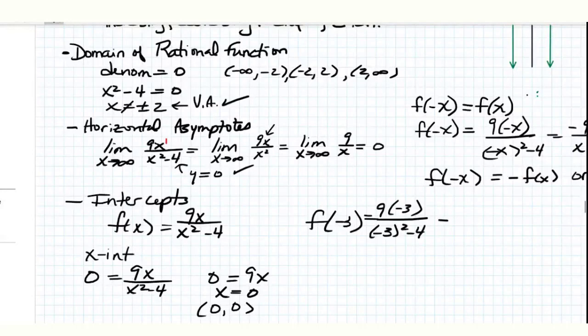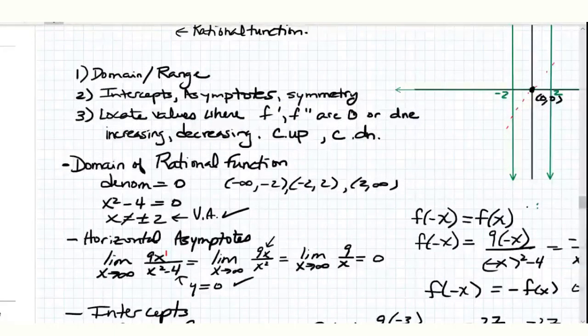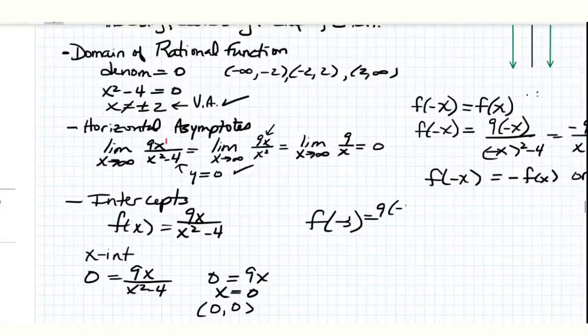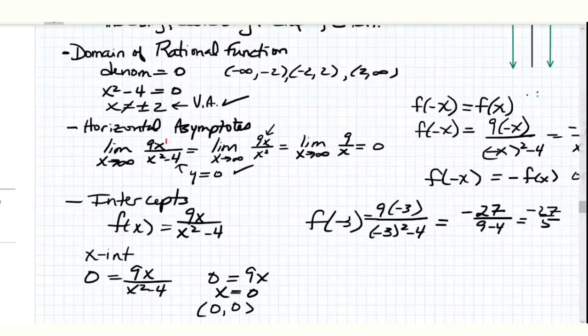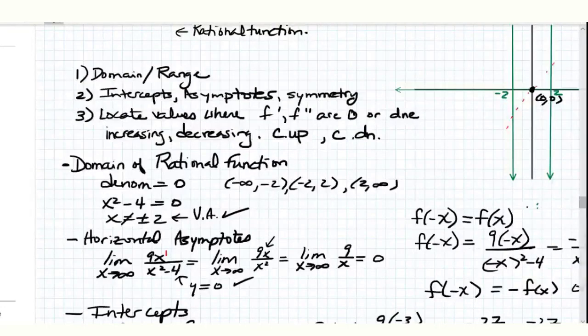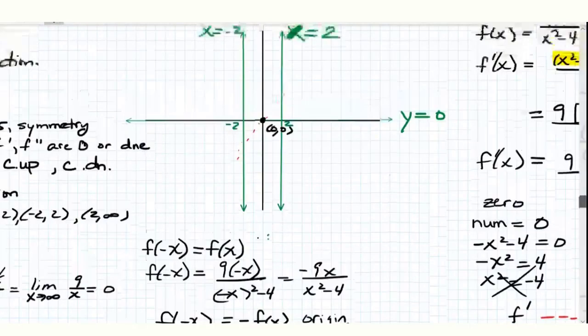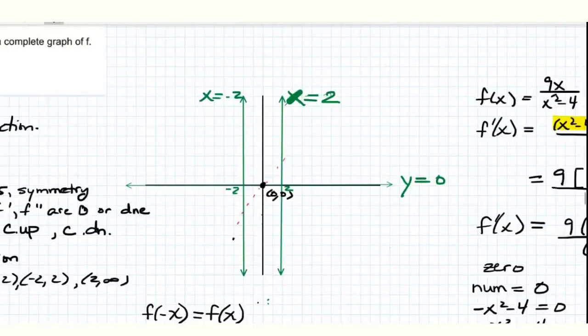So I'm going to do f of -3 is going to be 9 times -3 over -3 squared minus 4. It's going to be -27 over 9 minus 4, which is -27 fifths, so a little bit more than -5. So going to my graph, -3, and then just past 1, 2, 3, 4, 5, somewhere around here we have a point. (-3, -27/5).